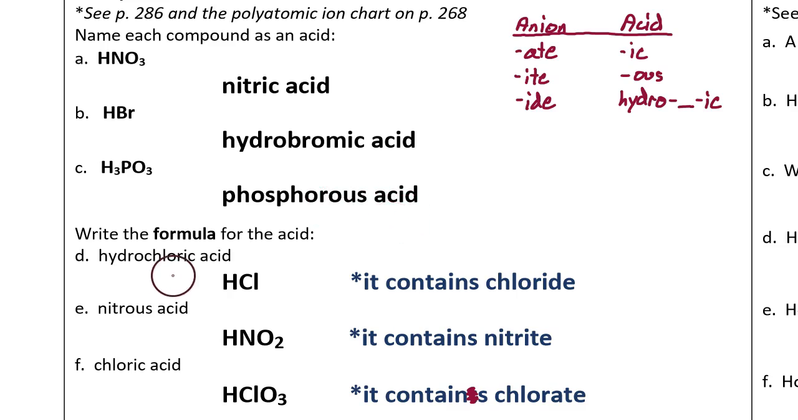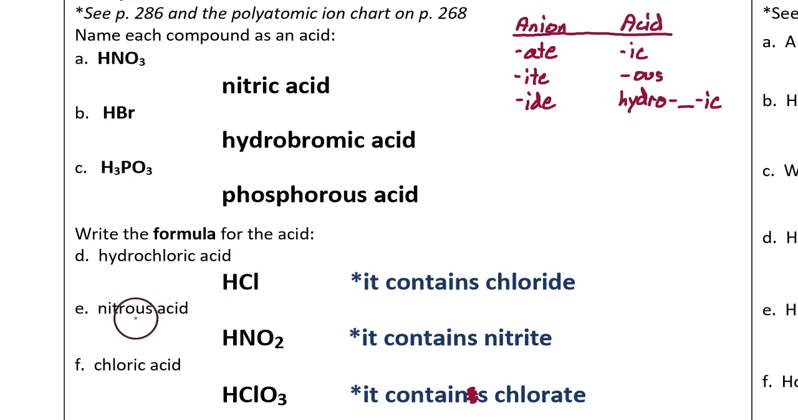Question D, this is going to be the reverse process, so it's still those same 3 rules. If you have hydrochloric acid, then what would be the actual compound? Because it's an acid, it's going to start with hydrogen, and because it's hydrochloric, the anion would be chloride. So we want hydrogen chloride. The formula is HCl. Question E, nitrous.